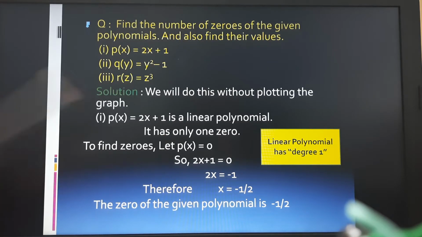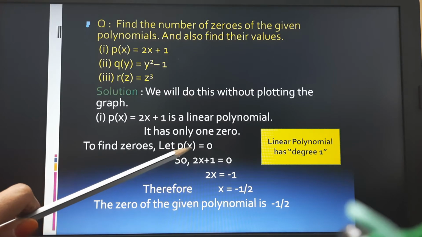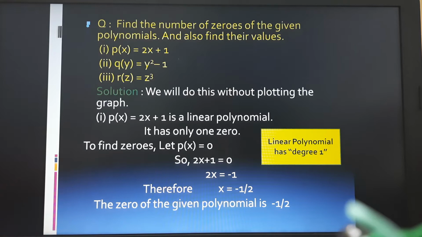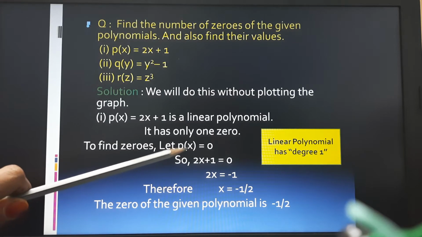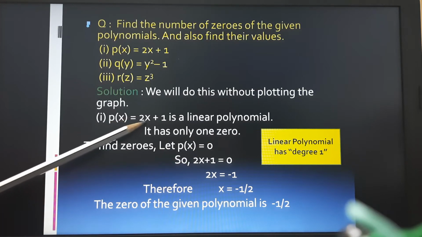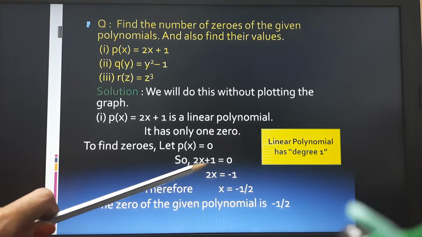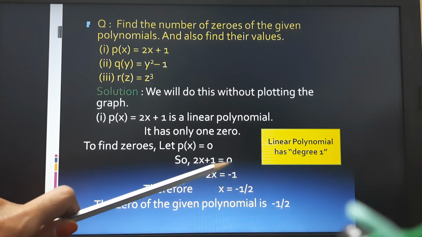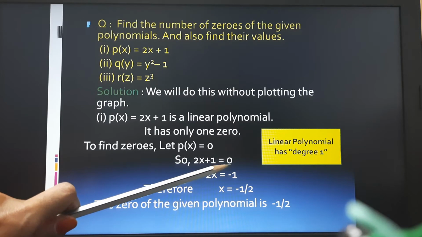Okay. To find zeros, first, zeros of the polynomial means what? When we substitute a value in that polynomial, we will get 0. That is the 0 of the polynomial, right? So using that, we are equating the given polynomial equals to 0. So the given polynomial is 2x plus 1. 2x plus 1 is equals to 0. Why? Because the value becomes 0, right?